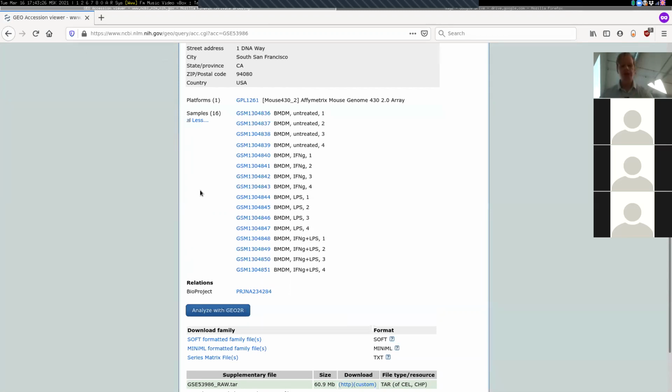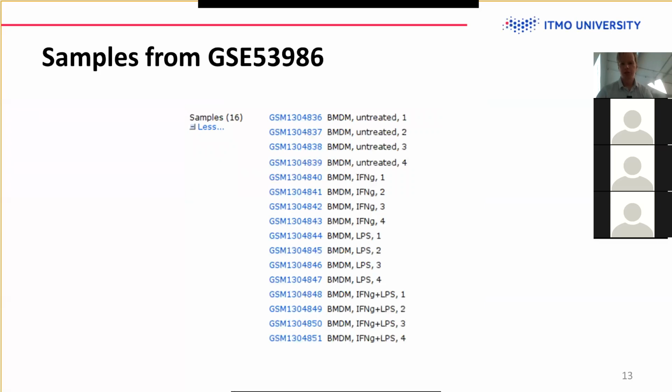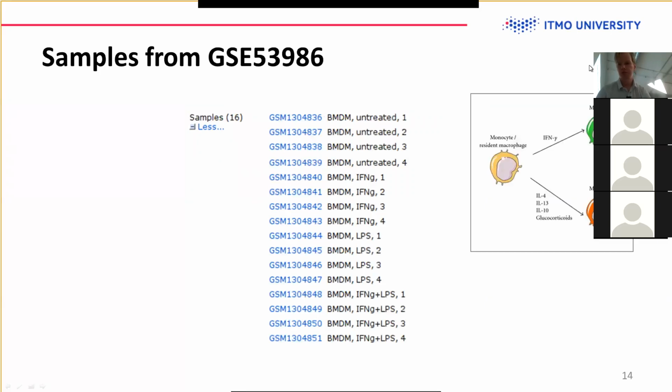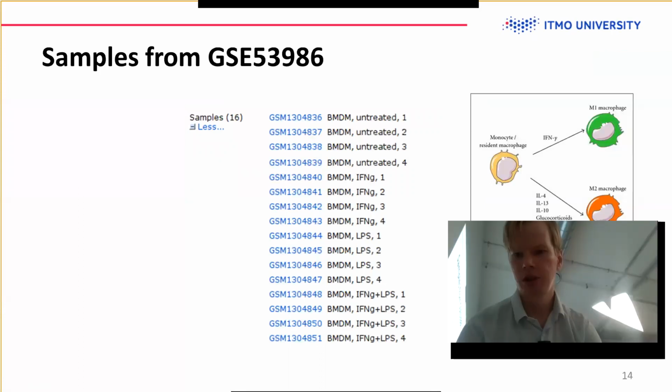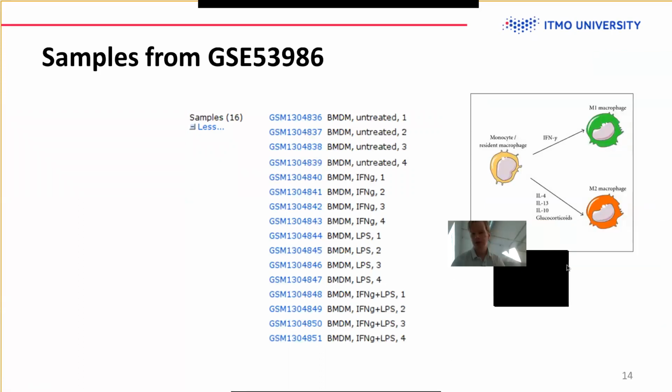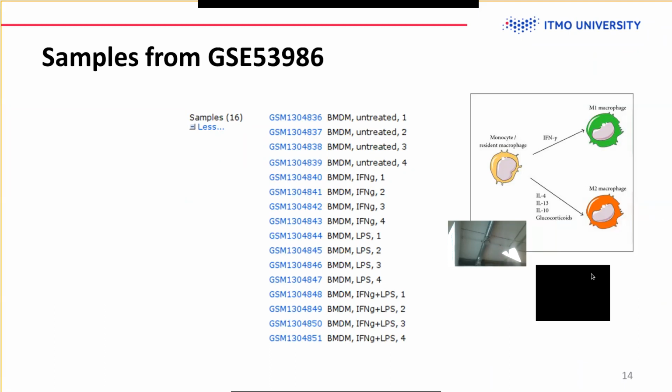And just to remind you, these BMDMs are a model of resident macrophage or monocyte, and stimulations like interferon gamma activate them into pro-inflammatory macrophages. And this picture is from yesterday.